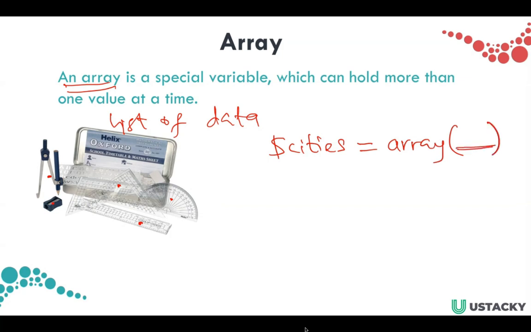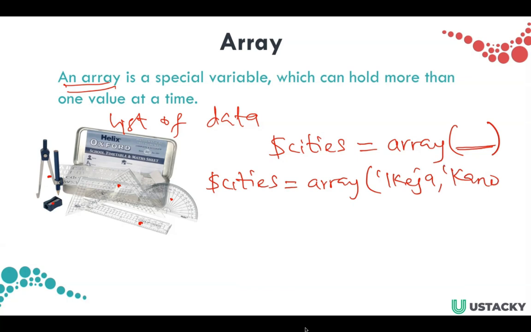For example, we can represent our previous example as $cities equals array of, the first one is Ikeja, the second one is Kano, and the third one is Owerri. So this single variable is now holding a list of data.